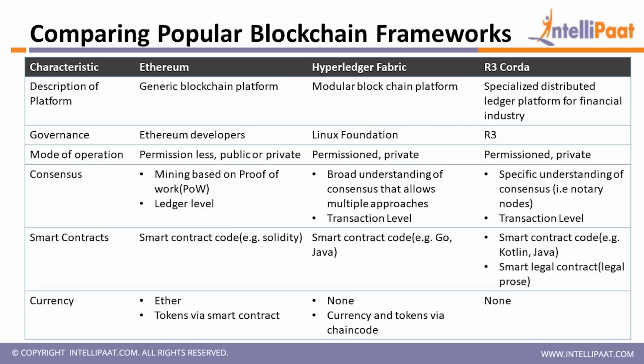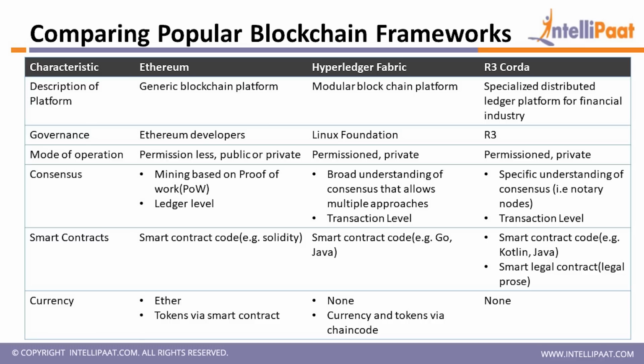Mining of new blocks is based on proof of work in Ethereum and at ledger level. It is a broad understanding of consensus that allows multiple approaches. In Hyperledger Fabric, you can use PBFT, proof of work, proof of time, and other approaches as per your requirement and the way your resources allow. Then consensus occurs at transaction level in Hyperledger Fabric. In R3 Corda, a specific understanding of consensus is required to design, and the consensus is given on transaction level.